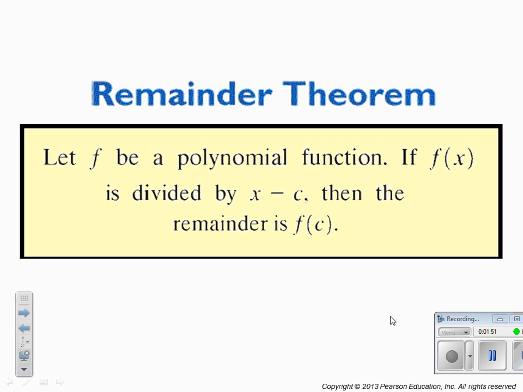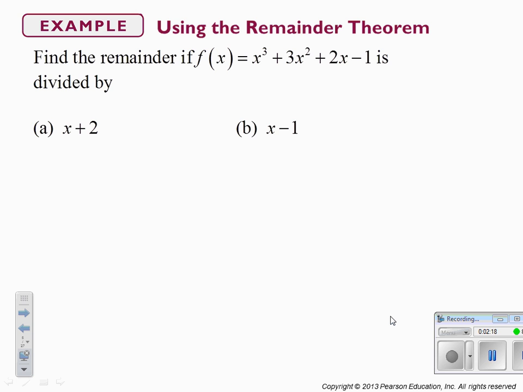So if f is a polynomial function, and f of x is divided by x minus c, then the remainder is whatever value you get when you plug c into your function. So if you're dividing your polynomial by x minus c, then your remainder will be whatever you get when you put c into your function. So let's see how that applies. We're going to take x cubed plus 3x squared plus 2x minus 1 and divide it by x plus 2.